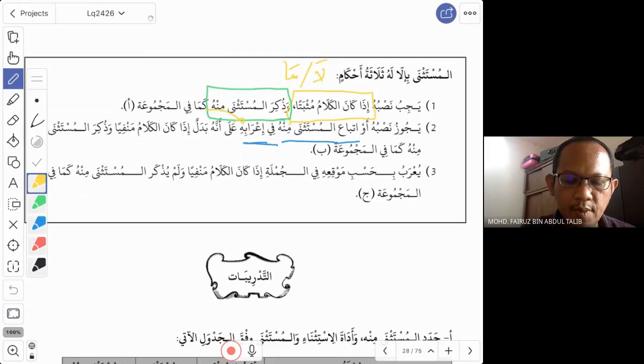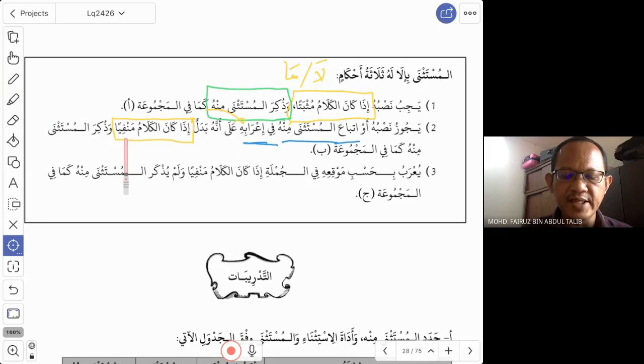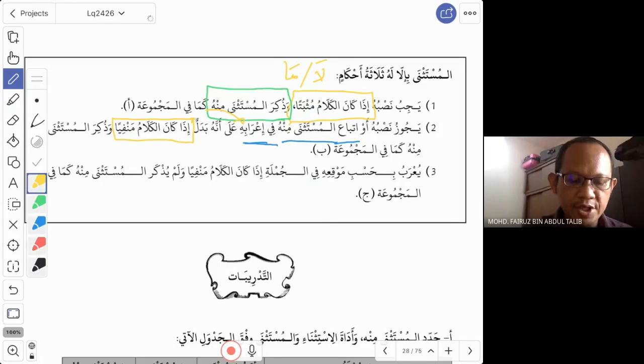Idha kana al-kalamu manfiyan. If the sentence is manfi. What is manfi? Manfi is the opposite of musbat. Earlier we said that musbat is where you do not have la, you do not have ma. Manfi is from the word nafi, nafa. You want to deny. So when you want to deny, normally you will have the word la, or in our examples, the word ma.